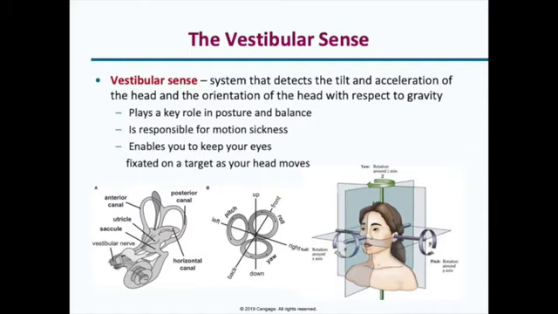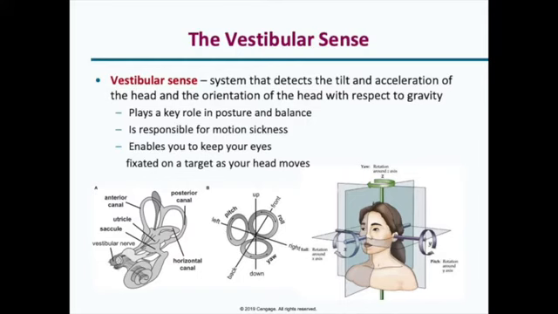The vestibular system also enables us to keep our eyes fixated on an object while the rest of the body is in motion. When you walk down the street, you can keep your eyes fixated on a street sign even though your head is bobbing up and down. The vestibular sense detects head movements and compensates with eye movements.